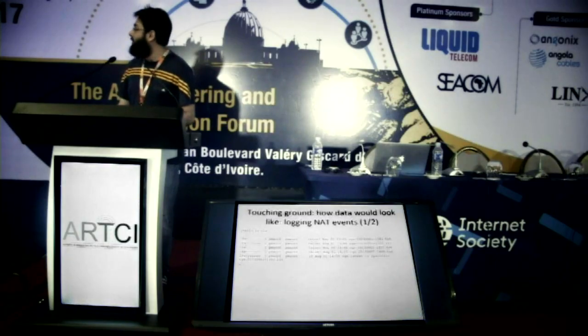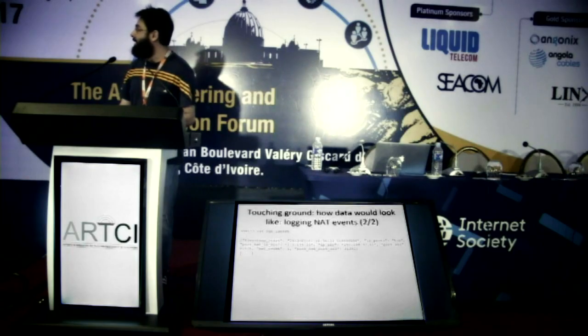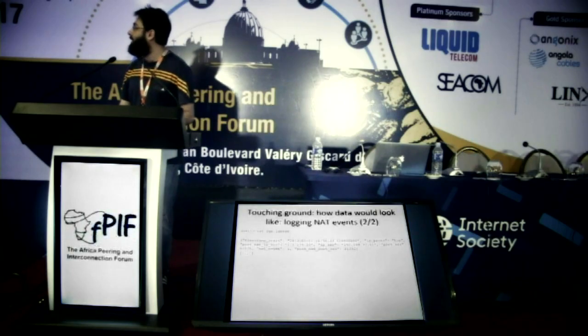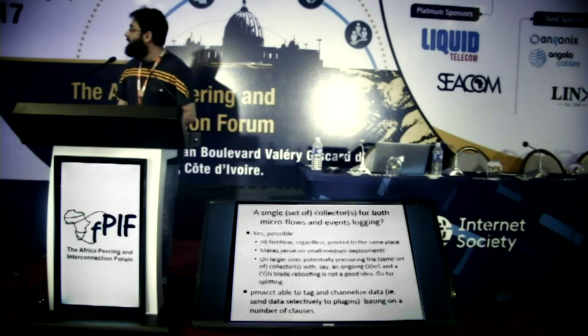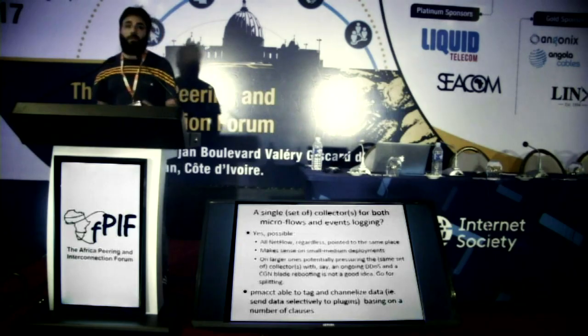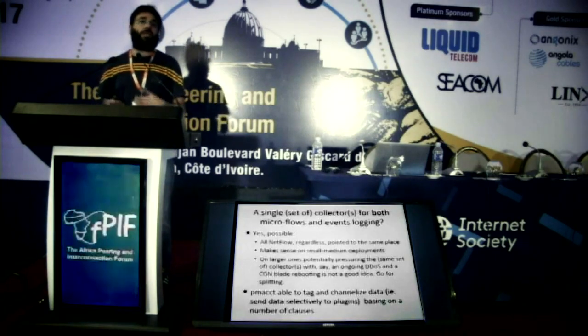So again, this is how things would look in the directory, and this is how things would look in the latest file. You have this information, it's JSON format, and it's nice, and it's self-descriptive, and things like that. So imagine that you have these two use cases.